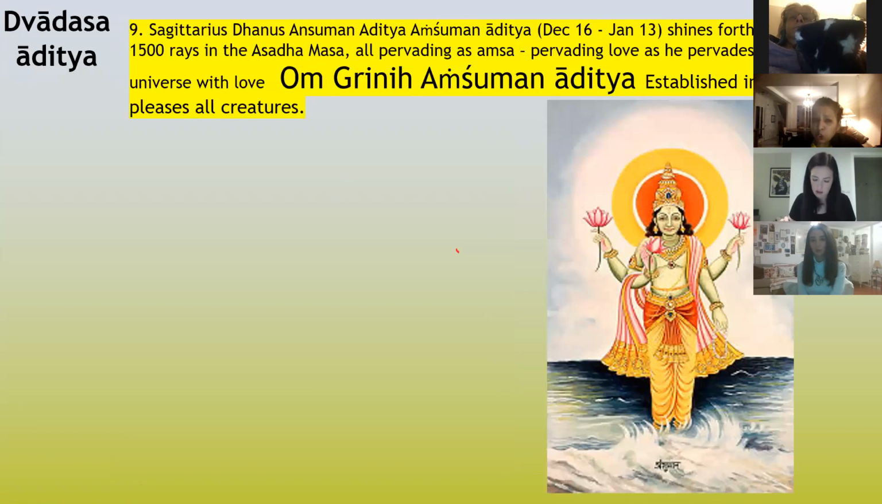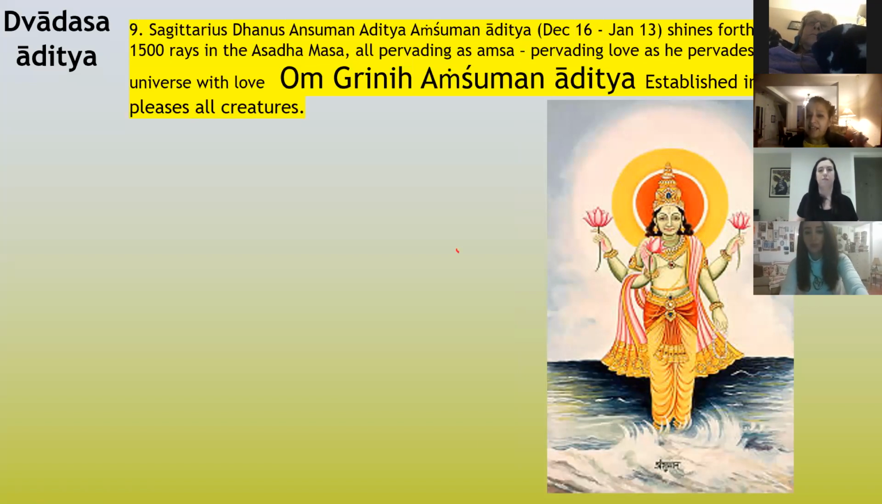Then we come to Sagittarius, Dhanu. Anshuman is the Aditya, and he shines forth with 1500 rays in the month of Ashada. December 16th to January 13th is Sagittarius. The principal association is about love and universal love. That's Anshuman. Anshuman is also established in air, and it pleases all the creatures. Essentially, it's all pervasive. And when we talk of all pervasiveness, it doesn't mean it's toxic. It's filled with deep, loving, unconditional connection, like a universal consciousness that falls under Anshuman Aditya.